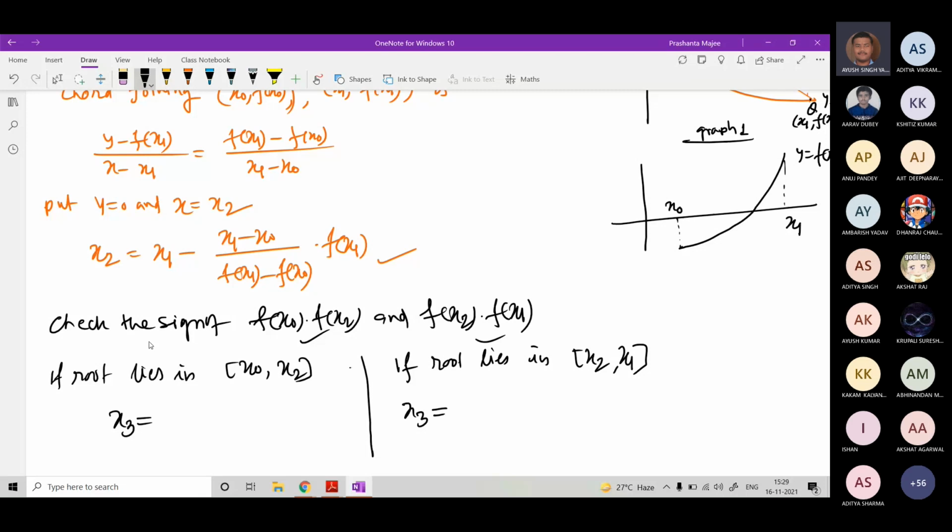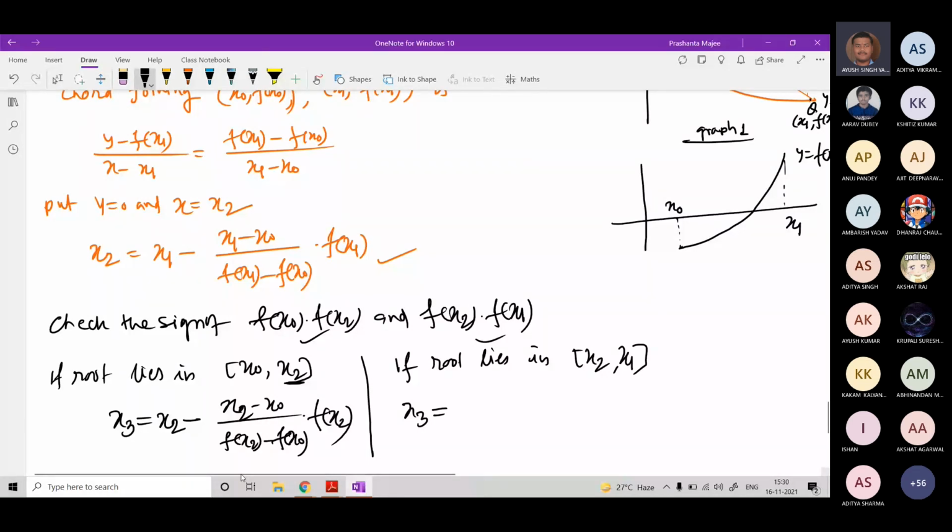Sir, for the first one, use x1 at the place of x1 and x2 at the place of x0. While calculating x3, we'll replace. Write whichever index is first, no problem. It will be x2 minus x2 minus x0 by f of x2 minus f of x0. You can put the larger index first, that's enough. You can also put the smaller index first, there is no problem, the same expression will come after simplification. So this is the formula to calculate x3.